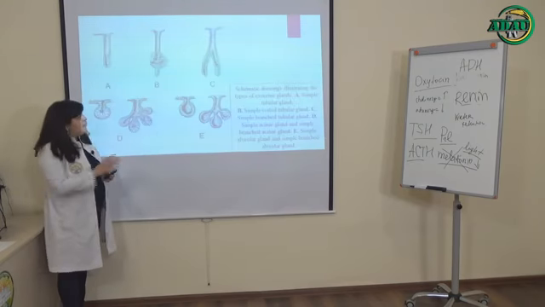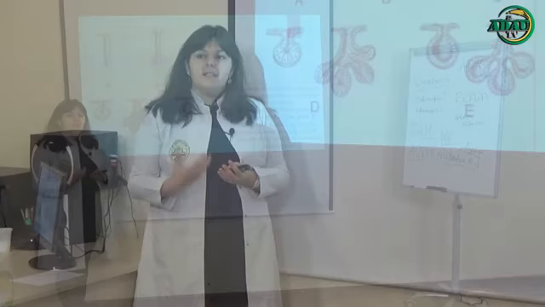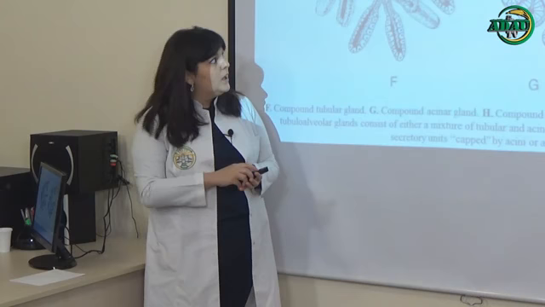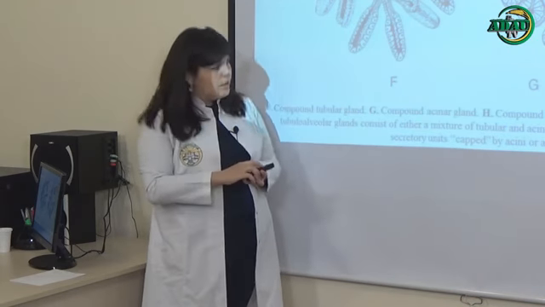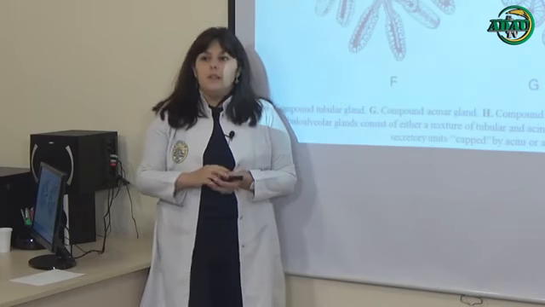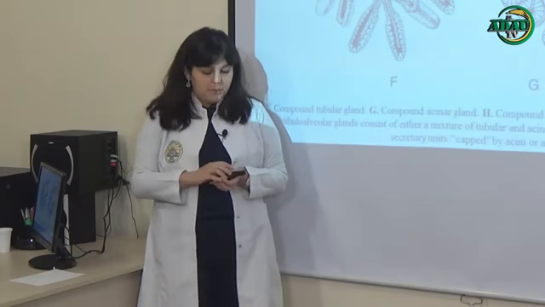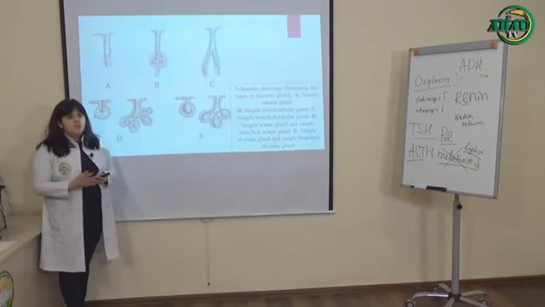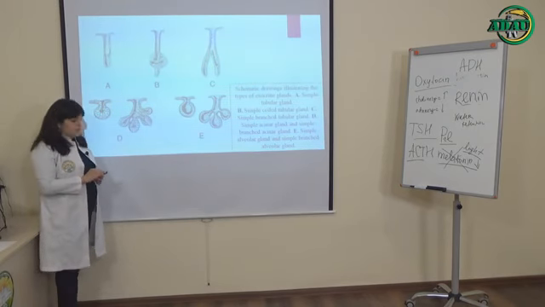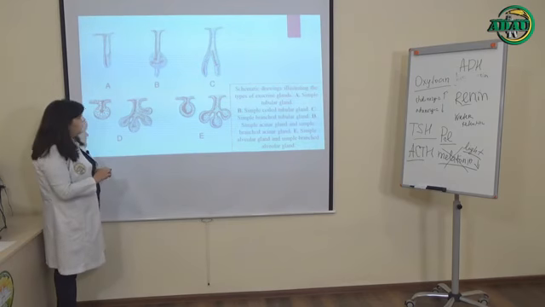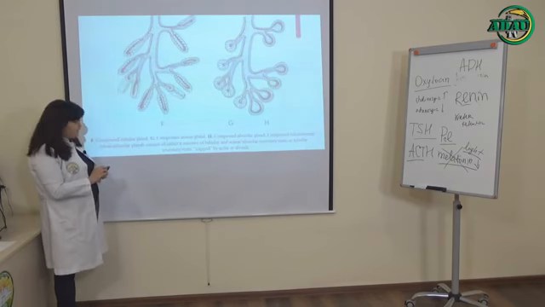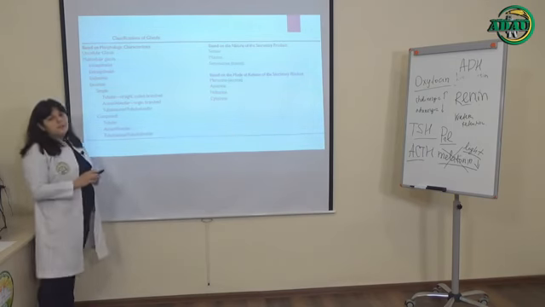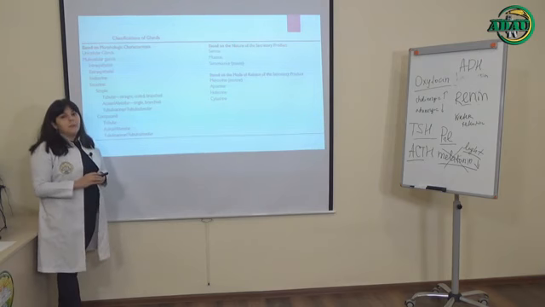When these types are developed together, when we have in one gland both alveolar and acinar structures, these glands are called compound glands, because they have both morphological structures. They can be tubular and alveolar, they can be acinar and alveolar together. Besides, they can be simple and they can be branched like these glands.